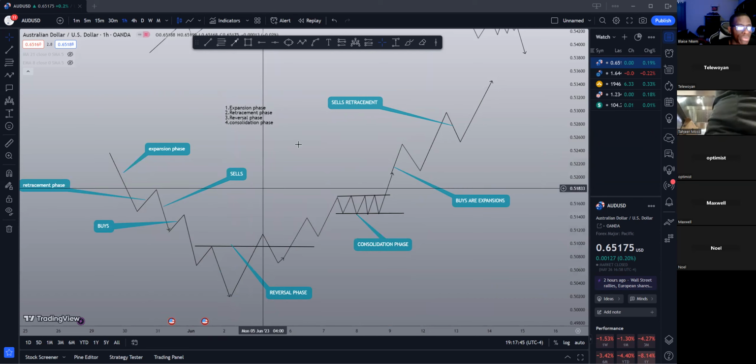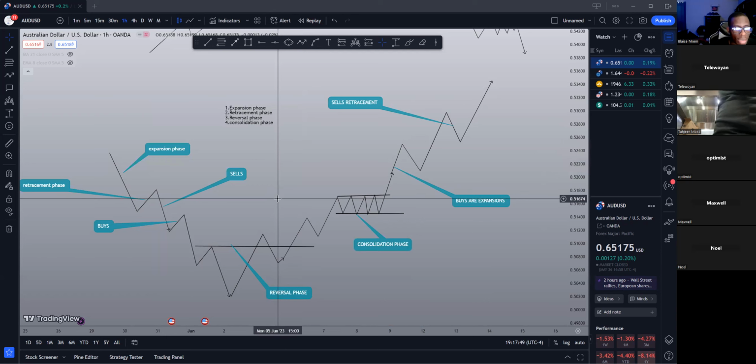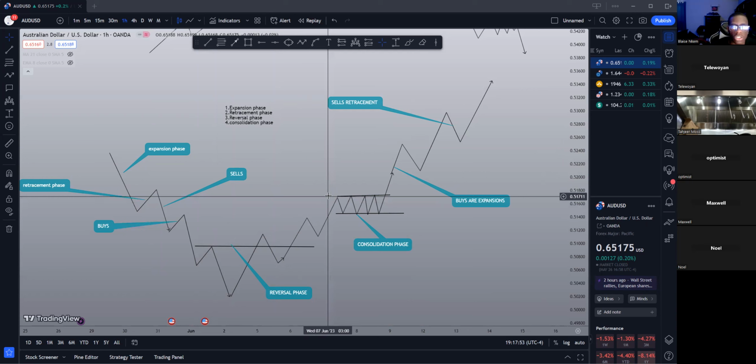When it breaks structure, that is when you have to get out of a trade, because it's showing you that the market is about to change direction. So why be in a trade? It's about to change direction.